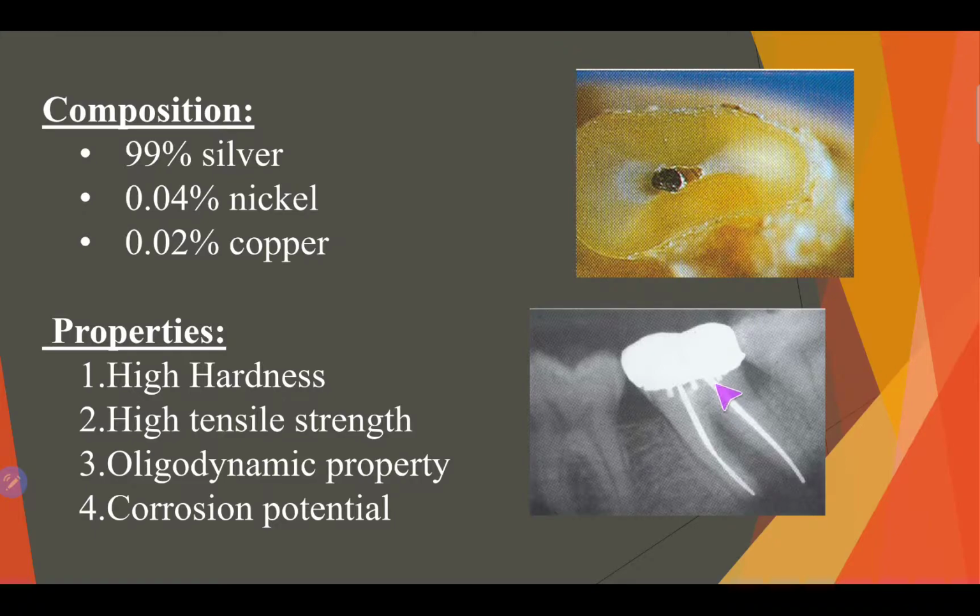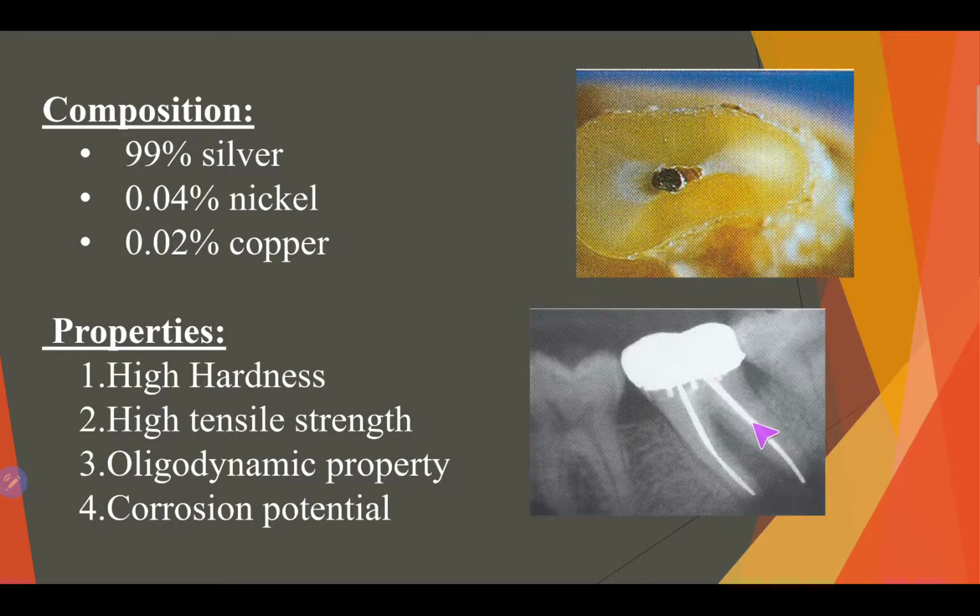The properties: it has high hardness, high tensile strength, and oligodynamic properties. What are the oligodynamic properties? It's the ability of the silver to kill bacteria. And not the silver only. Many metals have this ability, like copper, iron, mercury. It has the ability to attack the cell wall of the bacteria and kill the bacteria.